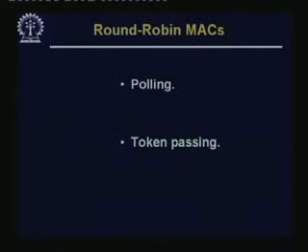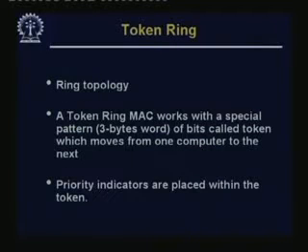Specifically, these are round robin MACs. That means the chance to transmit comes to each of the stations in a round robin fashion. This can be done, as I mentioned earlier, through polling or token passing. Here we will be specifically talking about token passing. So the first system that we will talk about is the token ring.